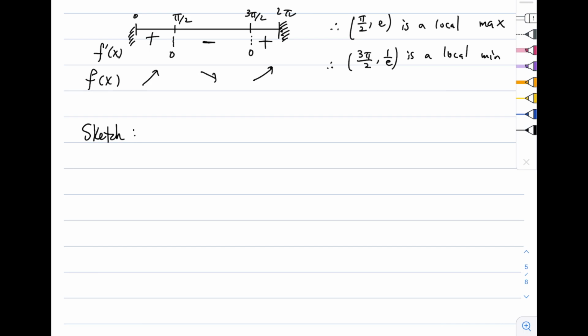Again, try and make it so that your x scale lines up with the x scale of your sign chart. That'll just make things easier. And then label in all your x coordinates of the stationary points. So put in pi over 2, 3 pi over 2. Do that first.